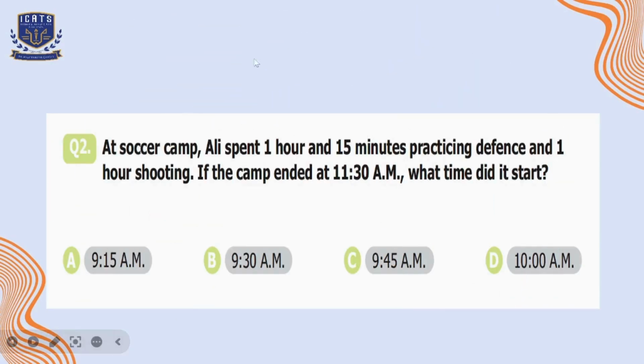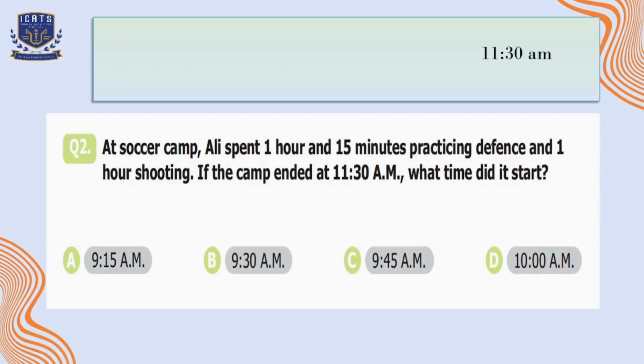Question number 2. At soccer camp, Ali spent 1 hour and 15 minutes practicing defense and 1 hour shooting. If the camp ended at 11:30 a.m., what time did it start? So if the ending time is 11:30 a.m. and he spent 1 hour for shooting, so 1 hour before 11:30 a.m. is 10:30 a.m. So it means shooting started at 10:30 a.m.